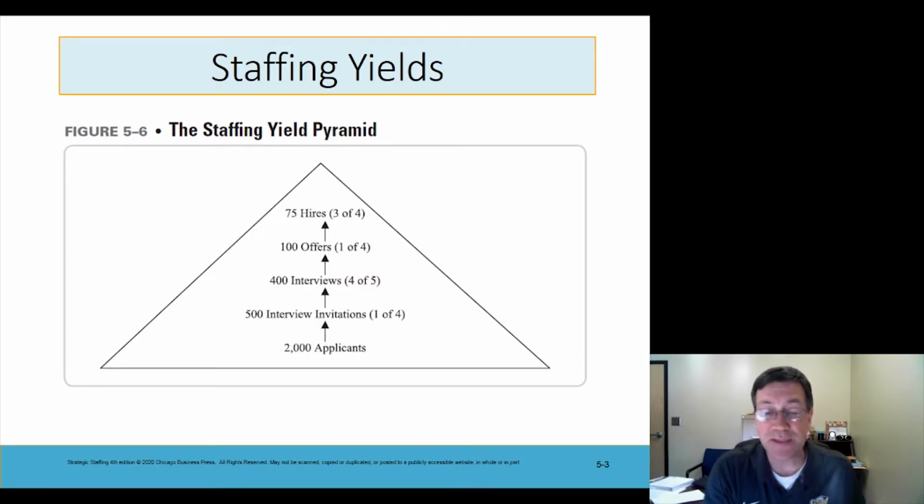So when we look at this process, we start with 2,000, we end up with 75, because we have staffing yields of 1 out of 4 and 4 out of 5 and 1 out of 4 and 3 out of 4. So you notice that at each stage, as we move from stage to stage, it's a different staffing yield: 1 out of 4, 4 out of 5, 1 out of 4, 3 out of 4. And that would be different for this job as compared to another job. Maybe you understand now the basic concept of how people flow through our process and how we can predict how many people are going to make it from one stage to the next.